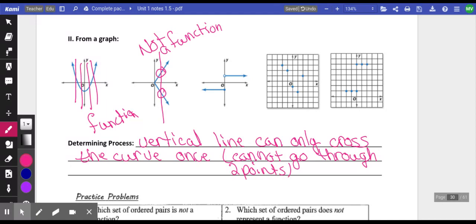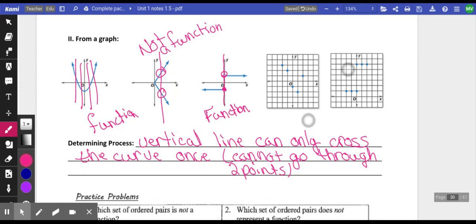Now this one, you may say it's not a function because the y-axis appears to go through two different points. However, this point is filled in, so that is a value. This point is an open circle, which means it gets really, really close to that point, but not that point. So this is indeed a function.